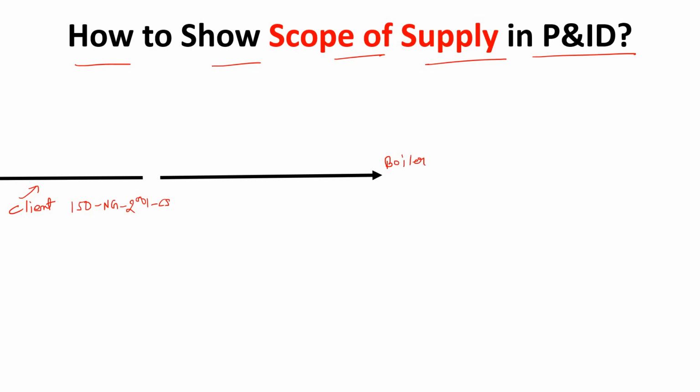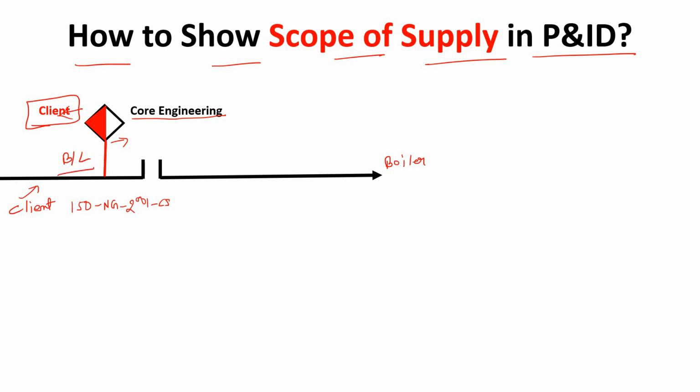So to define or to show the scope of supply, what we do is we show a symbol like that, okay, and sometimes the symbol could be different as well, which I will also tell you. So what is the meaning of this scope break? This scope break means from this side, this line will be in the client scope, and after here the line will be in the contractor scope, right? So simply you can see from here this is in the client scope, and from here it is in the contractor scope, and mainly this is your battery limit in this case, right?